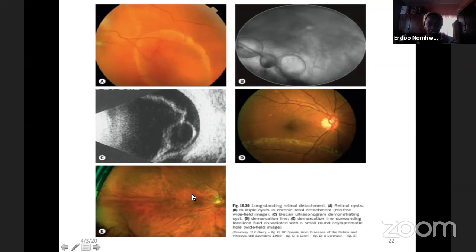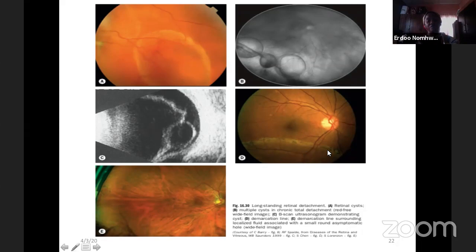Then E is actually a demarcation. There's a demarcation line that is surrounding the localized fluid with a small round asymptomatic hole. The hole is supposed to be around here. I'm not sure where the demarcation line is here, but this is a clear demarcation line here. We can see the healthy retina and the detached retina.